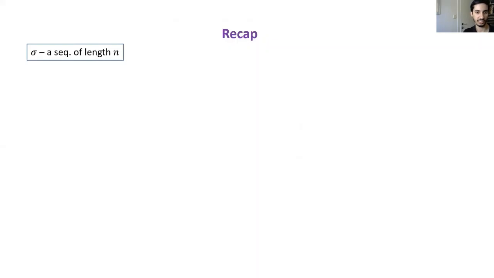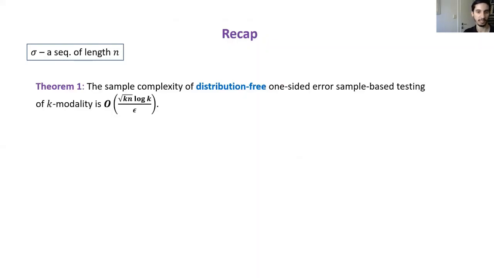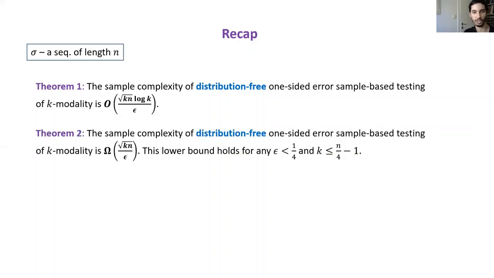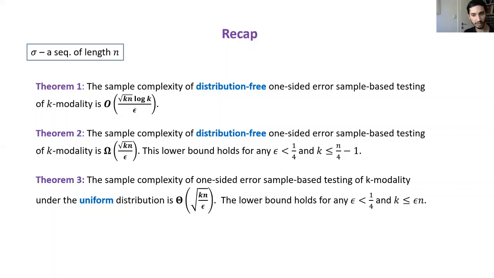To end the lecture, I will quickly remind our results. First, we had an upper bound for the distribution-free model, and then an almost matching lower bound. And finally, we have completely tight bounds for the uniform distribution. Thank you very much for listening to my talk.